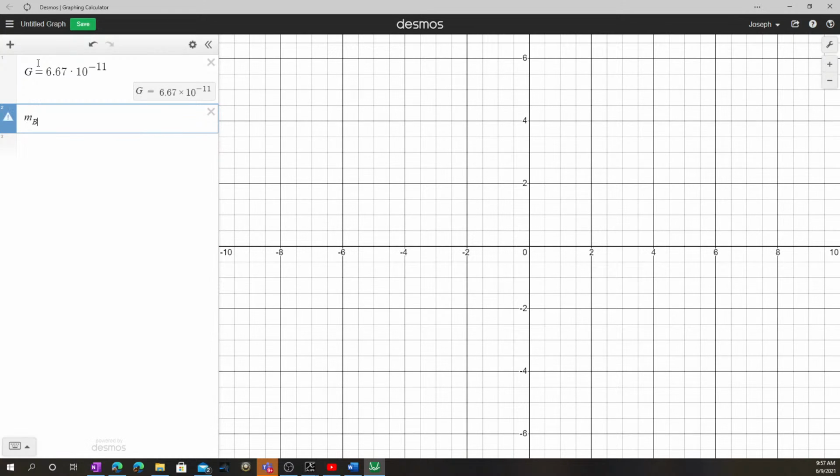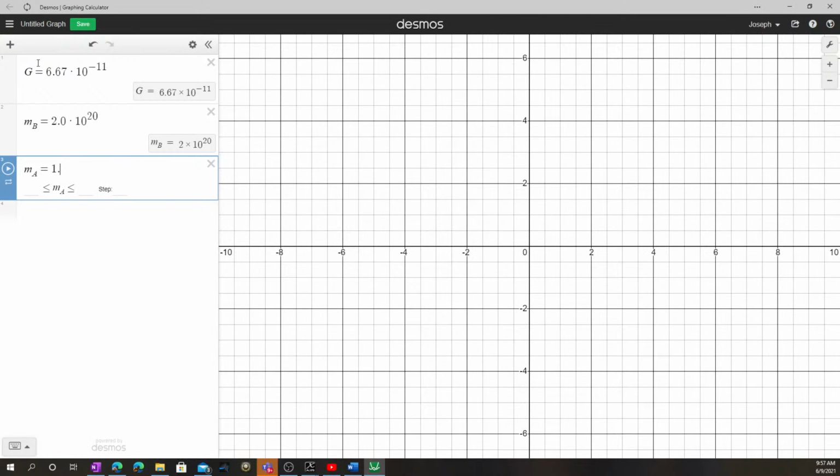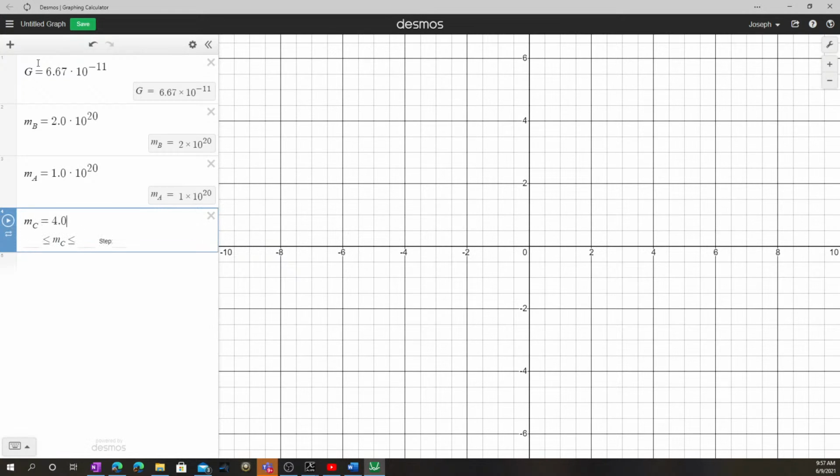And then the mass of B we said was 2.0 times 10 to the 20. The mass of A we said was 1.0 times 10 to the 20. The mass of C we said was 4.0 times 10 to the 20.